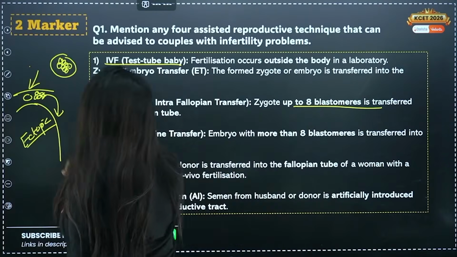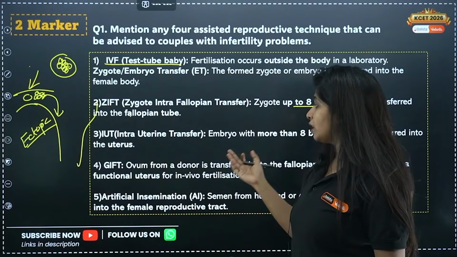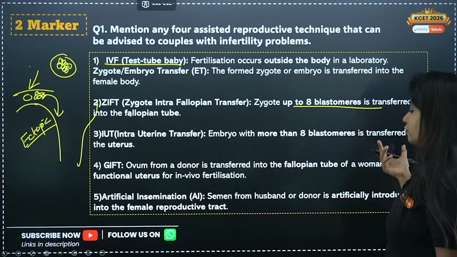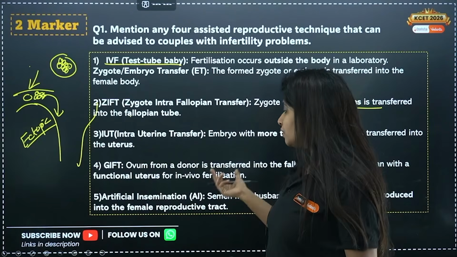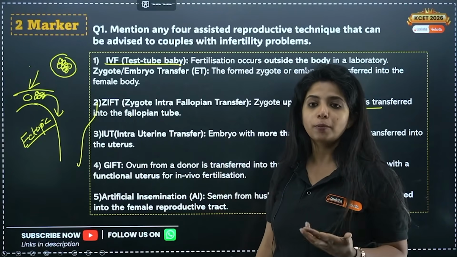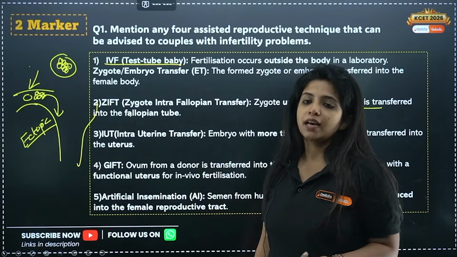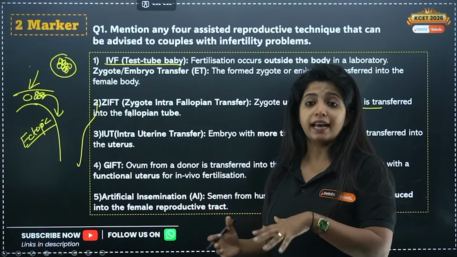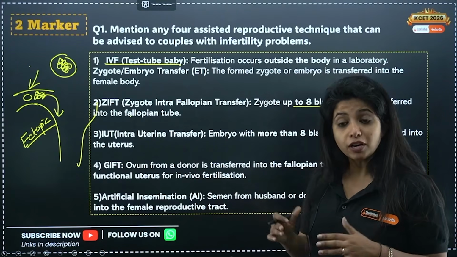Okay. Now, GIFT is there. Ovum from a donor is transferred into the fallopian tube of a woman with a functional uterus for in vivo fertilization. So we just discussed it. Suppose the female does not have a proper ovary, and ovum is not being produced. In this particular condition, the female definitely has a functional uterus.